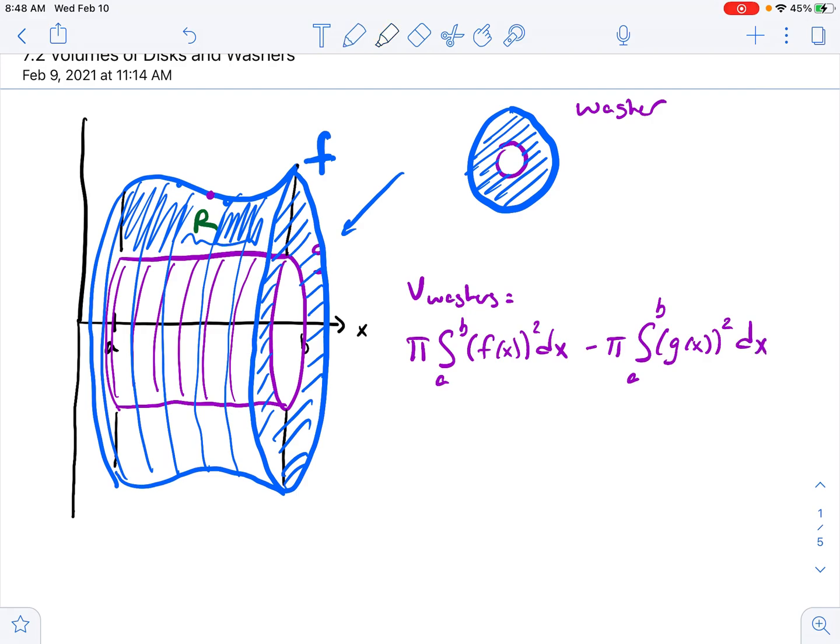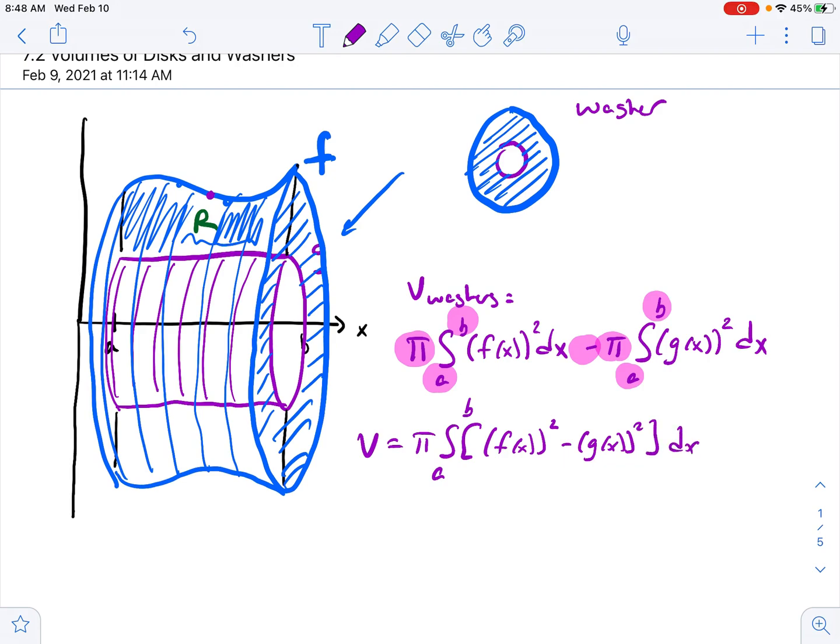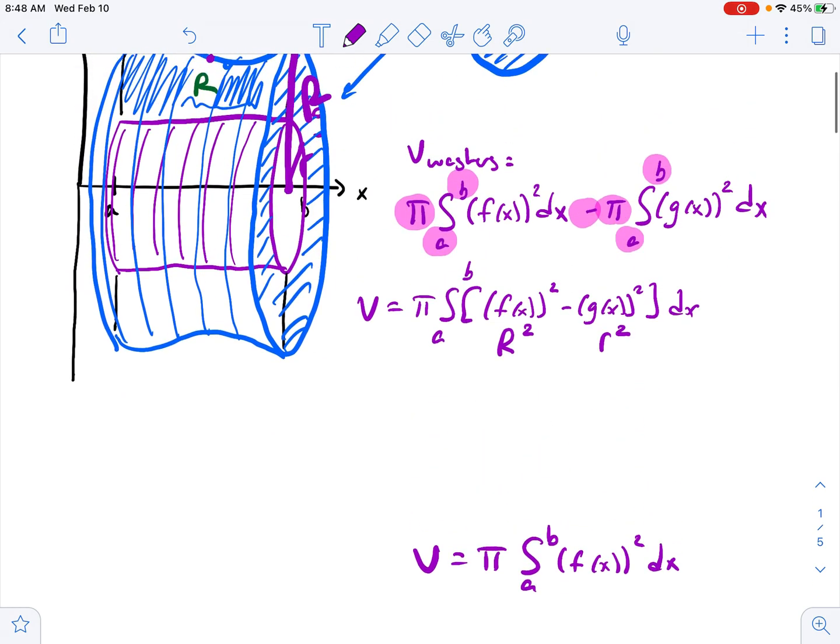g function. Since both the coefficients and the bounds are the same, and I'm using subtraction, I can combine this into a single integral. So the volume becomes pi integral a to b, quantity f of x squared minus g of x squared dx, where f is the larger radius created and g is the smaller radius created. Okay, f is my bigger radius here, g is my smaller radius here. Okay, and again, we'll see some examples of this, but it's just a play on the whole disk formula.